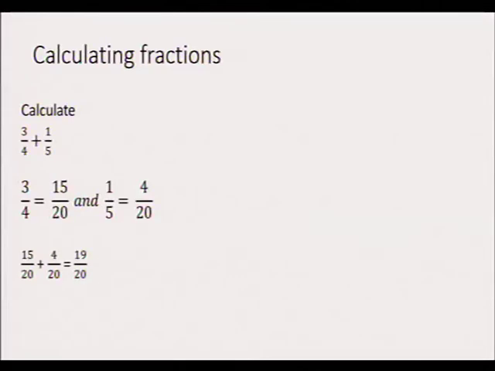So at the end of the day, we have two fractions with the same denominator, which is 20. That means now it's 15 over 20 plus 4 over 20. That gives you 19 over 20, and that is your final answer. So that is how it goes.